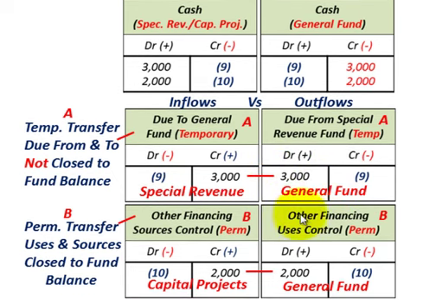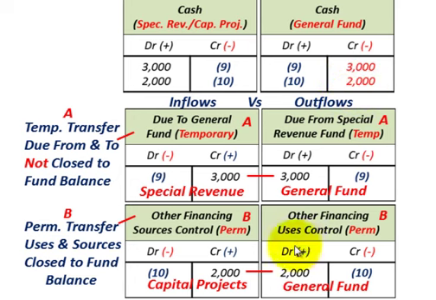Now moving down to our permanent differences. Again, this is the case where the general fund is going to send $2,000 over to the capital projects fund. So what the general fund has to do is set up this account, other financing uses control account, so that they would debit it for $2,000, and then up in their cash account they would have credited or reduced it for $2,000.